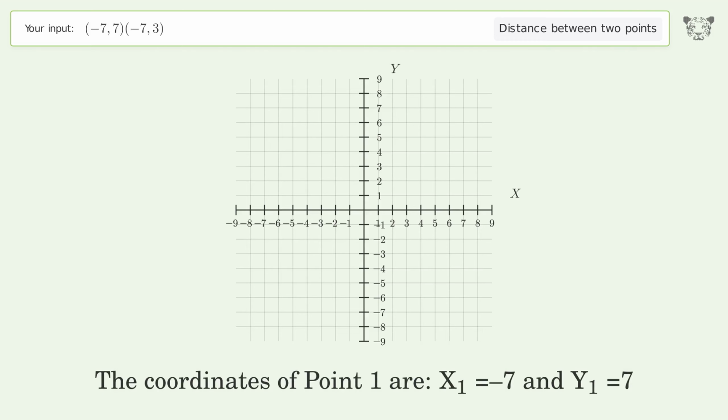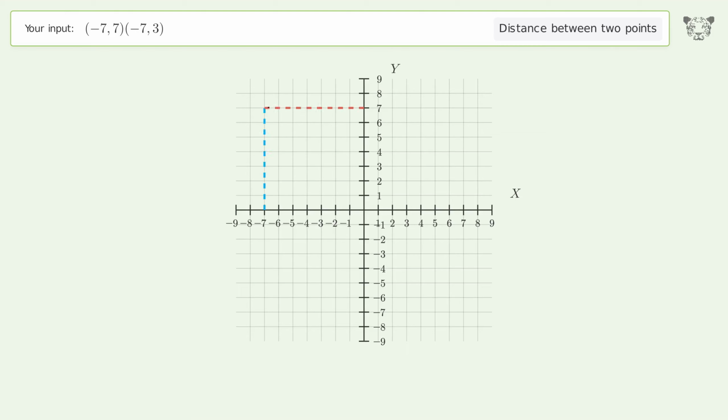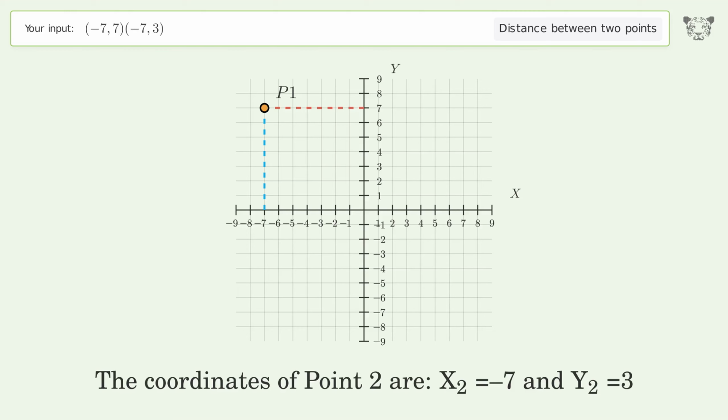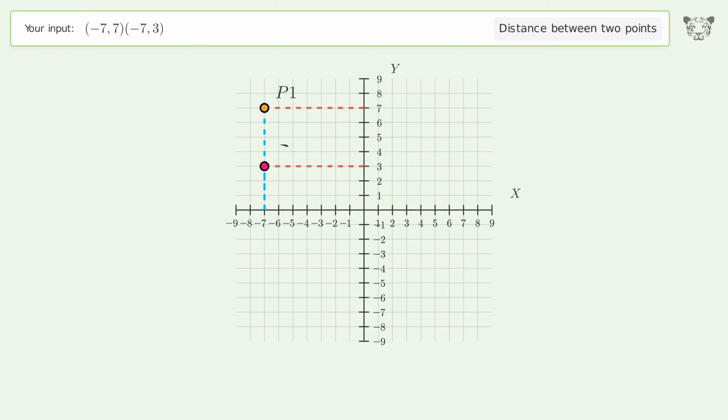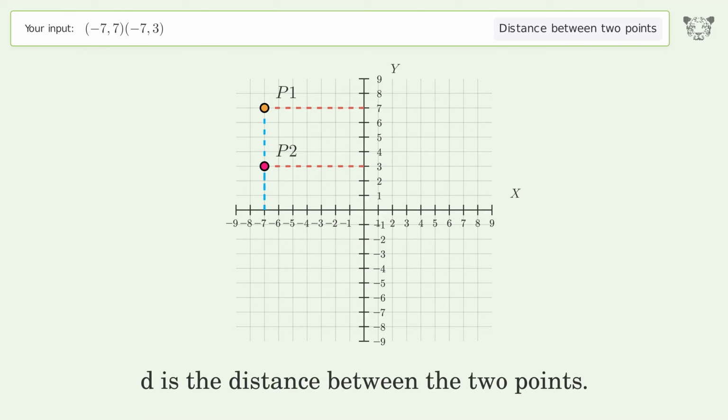The coordinates of point 1 are, x1 equals -7 and y1 equals 7. The coordinates of point 2 are, x2 equals -7 and y2 equals 3. D is the distance between the 2 points.